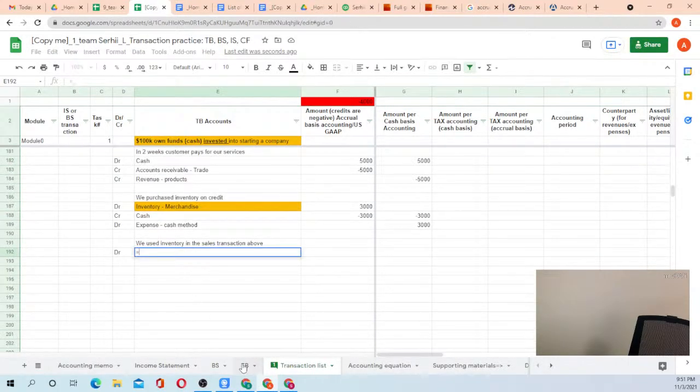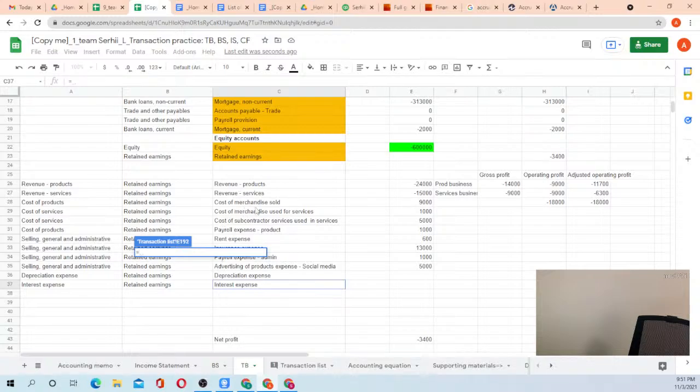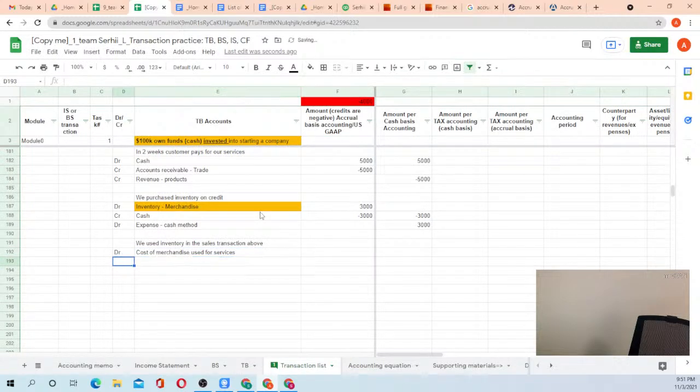Yeah, let's go to the trial balance for the account. Cost of merchandise used for services. And we credit our inventory. And we do that for that total amount. Now what happens in the cash basis accounting? So basically nothing happens. We have already recognized that expense here.